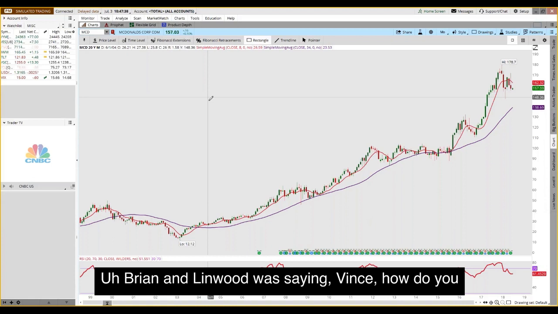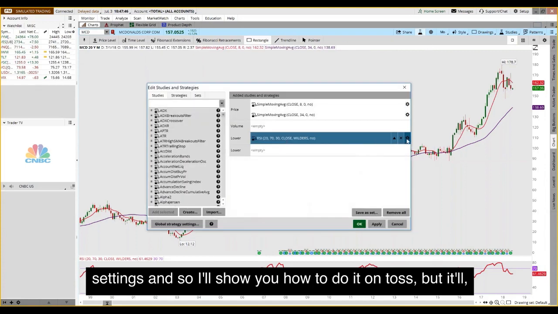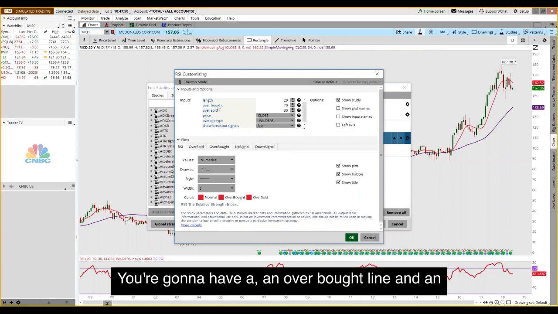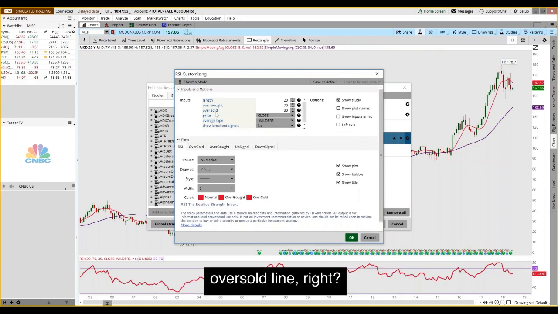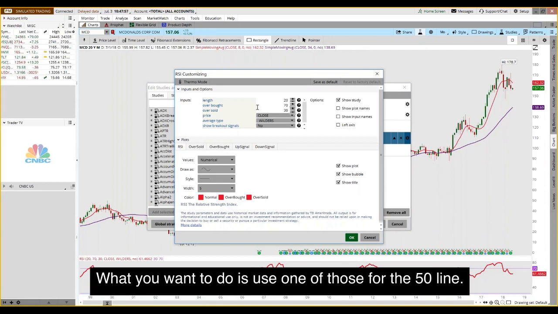Brian in Linwood was asking, Vince, how do you put the 50 line on the RSI? So you just go into the settings, and I'll show you how to do it on TOS, but it'll be similar on any other platform. You're going to have an overbought line and an oversold line, right? Usually the defaults are either 70-30 or 80-20. What you want to do is use one of those for the 50 line.